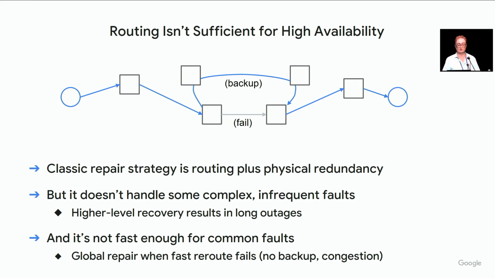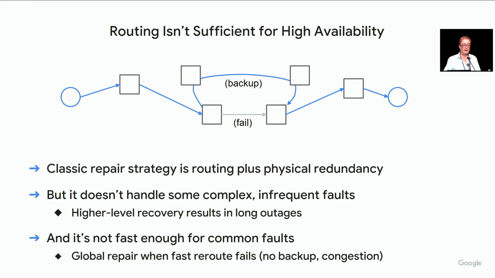That way, when a link fails, the network is able to find a path around it and move traffic onto it, all without involving the hosts. But routing alone isn't sufficient to achieve very high levels of availability. Routing doesn't handle some kinds of complex faults, particularly when there are interactions between hardware and software.